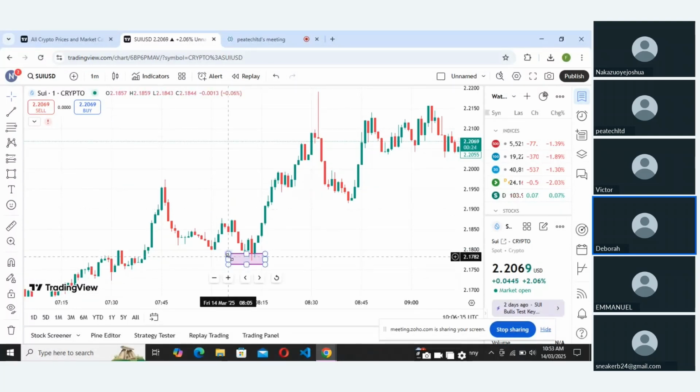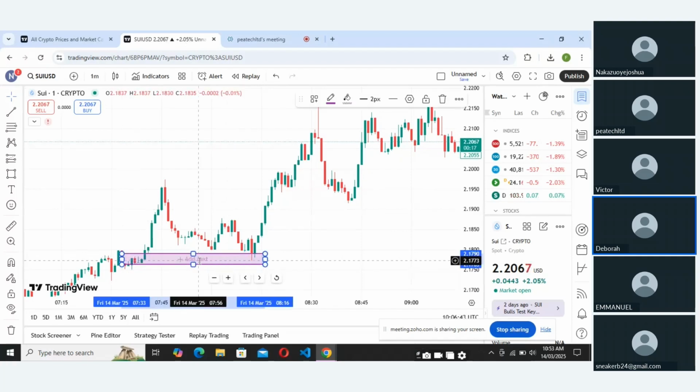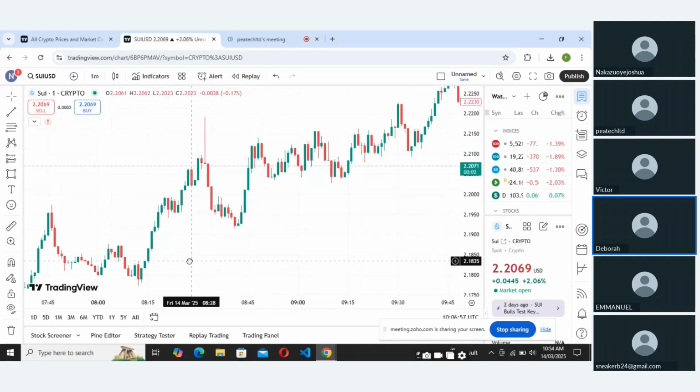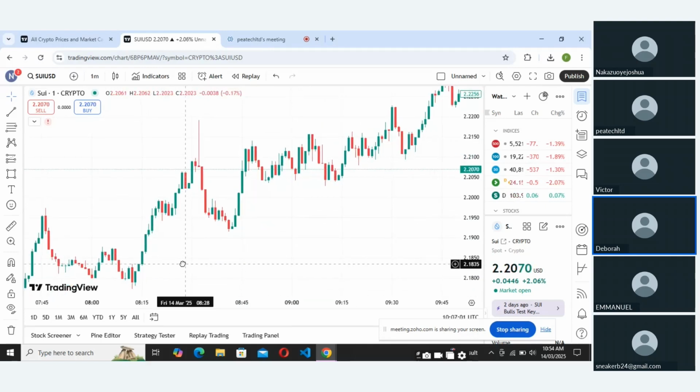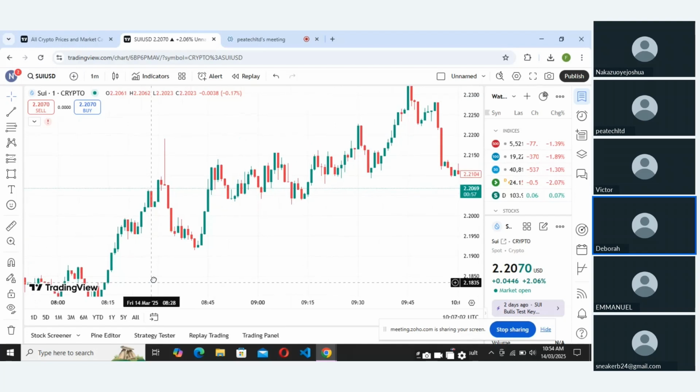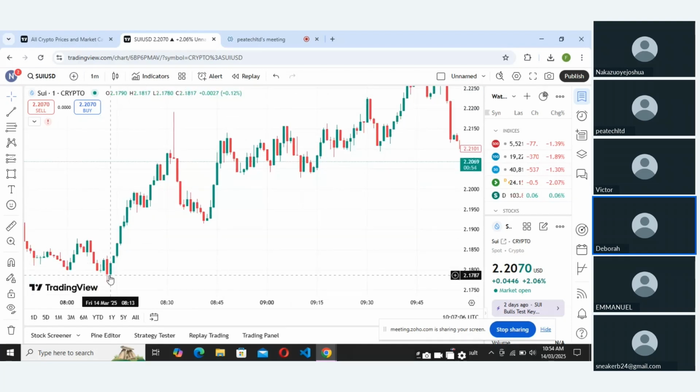Yes, from this area to this area is like a support. No, sorry. Let me leave this one. Let me start from where the market started going up. Okay, I can't really say now that this is a support because there's no other support line around this place. That's what I wanted to hear.